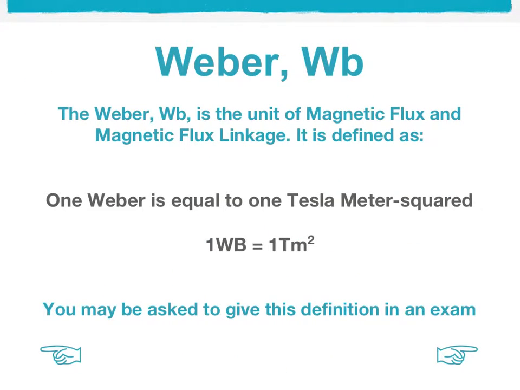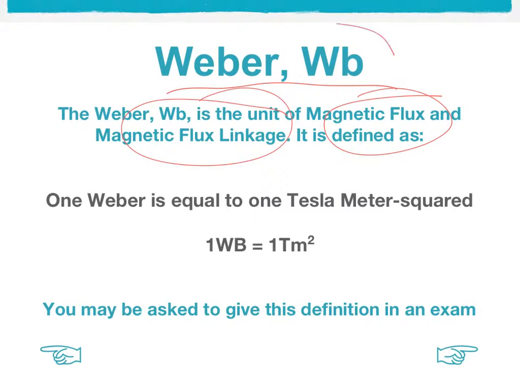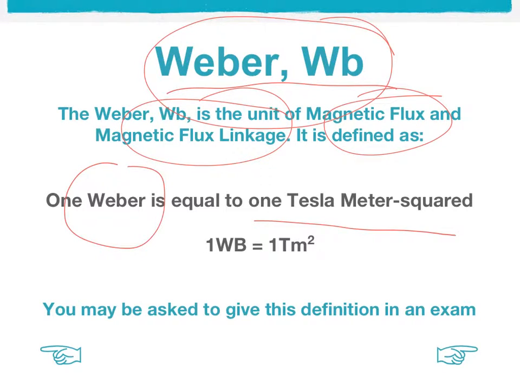Okay, so what are the units of magnetic flux? The units are Weber. Magnetic flux and magnetic flux linkage both have units of the Weber, and by definition, 1 Weber is equal to 1 Tesla meter squared. And by that, of course, I mean 1 Tesla times meter squared. So it should make sense. Tesla is the unit of magnetic field strength, and meter squared is the unit of area. So there you go.